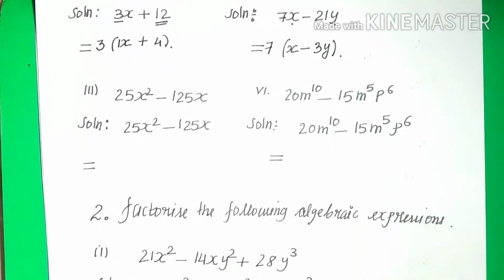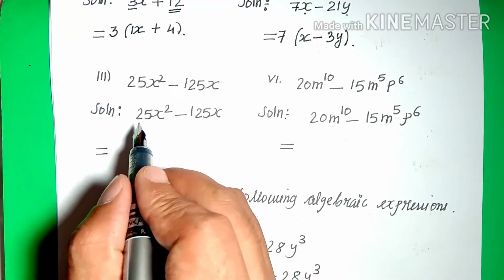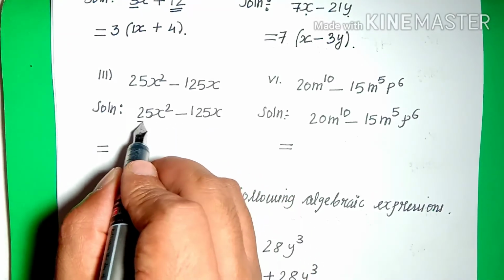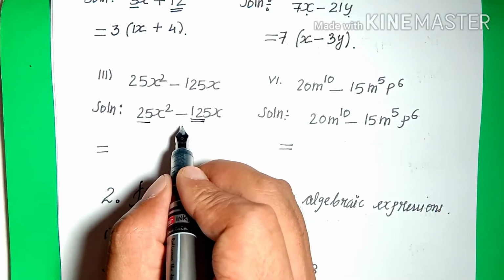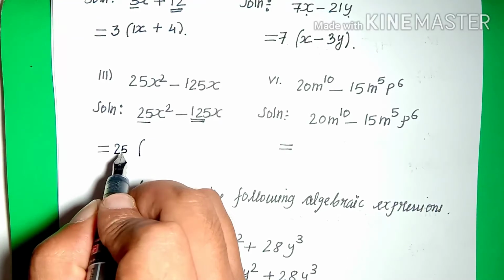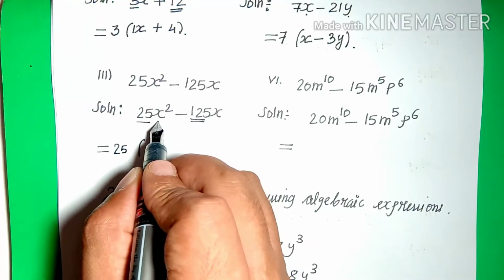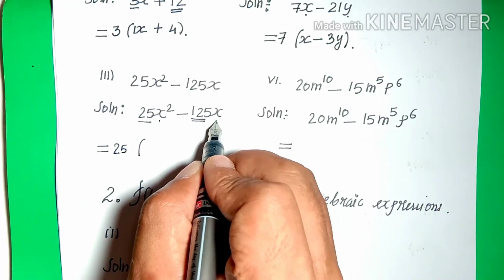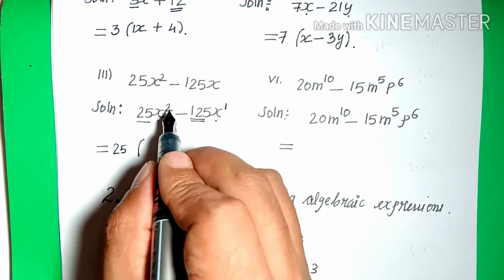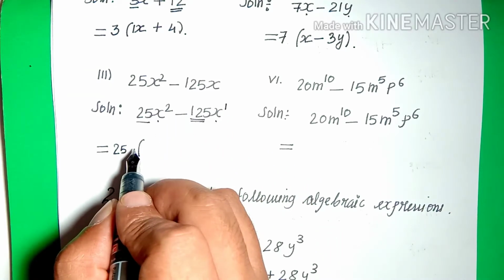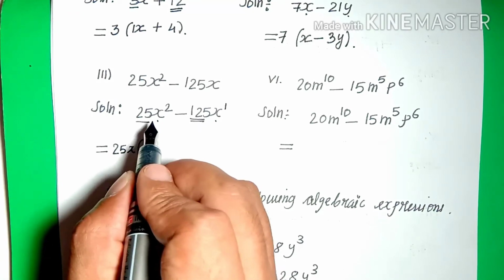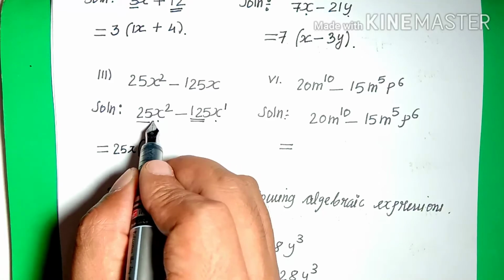Likewise, we can see the next one also: 25x squared minus 125x. Here 25 and 125 are both divisible by the 25 table. So we take 25 as the highest common factor, and we can see the variable x in both terms. While taking the common from the variables, we check their powers. The least power we take as the common factor, which is x raised to 1. That means we are taking 25x common from these two terms.